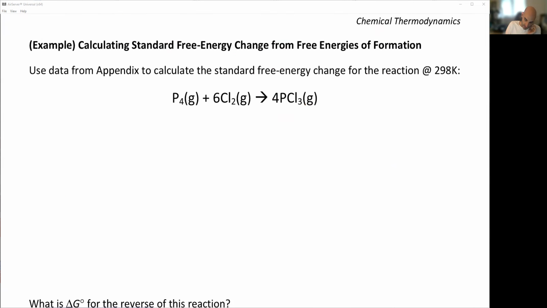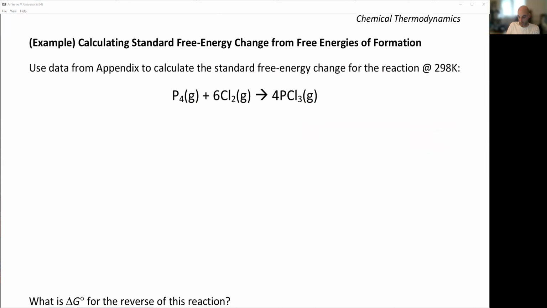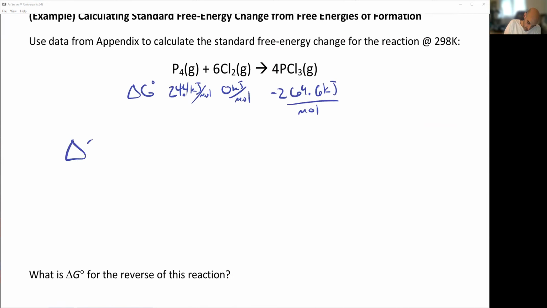So with that said, calculate the standard free energy change from the energies of formation. So we're going to do this a little bit differently now. I'm going to look up these delta G values, and you can look these up in the appendix of your book. So we find out that P is 24.4 kilojoules per mole. Cl is 0 kilojoules per mole. Most elements are 0. And another value is 269.6 kilojoules per mole as well. And so do that calculation. So delta G is equal to, again, summation of products minus summation of reactants.